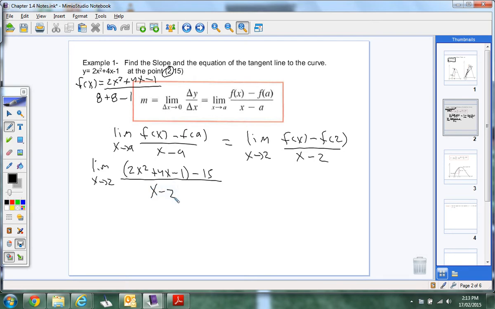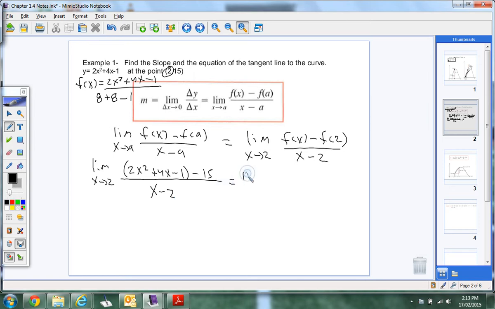Okay, and at this point, we're going to combine like terms, and we're going to see if we can factor, because right now, why can't we take the limit of this right now? Right, if I put in 2, I get that 0 in the bottom problem. Exactly. So we want to see if we can get an x minus 2 somehow to cancel. Okay? So here we go.